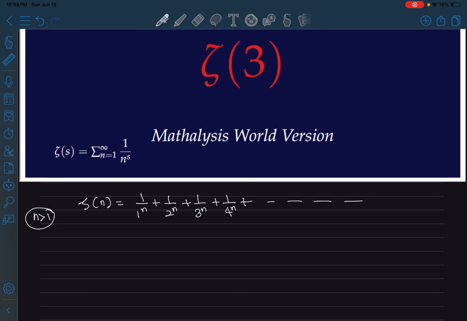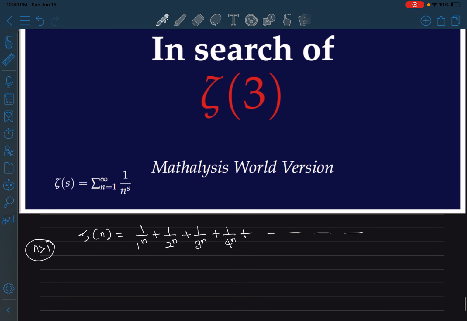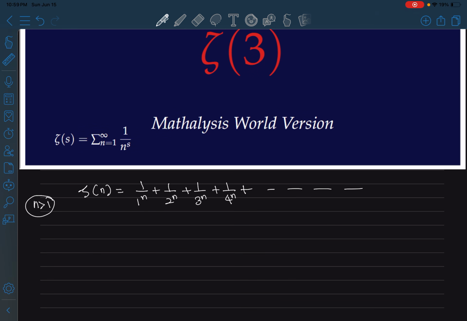And over here, till now, we already know values for, let's say, zeta of 2, which is pi squared by 6, zeta of 4, which is pi to the power 4 by 90, zeta of 6, which is pi to the power 6 by 945, zeta of 8, which is pi to the power 8 by 9450, and all the even powers are known, right?